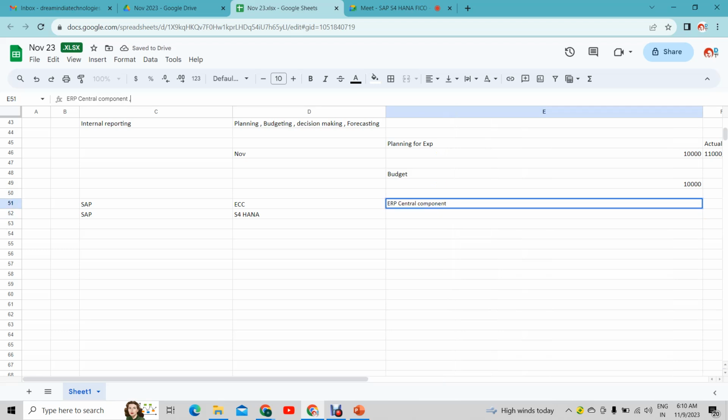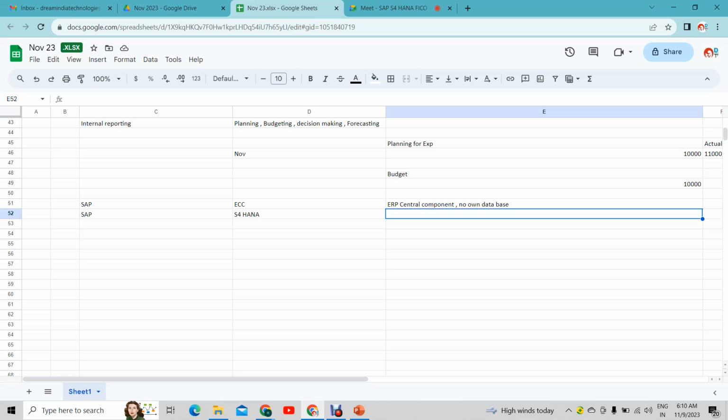SAP Business Suite for HANA. HANA means High-performance Analytic Appliance. It runs only on the HANA database. Okay, any other answers?